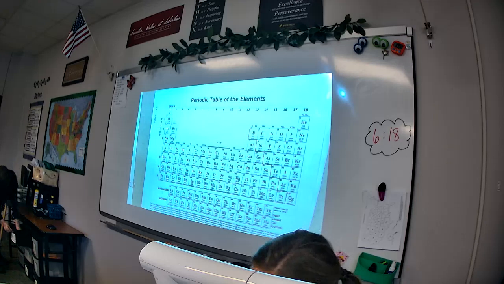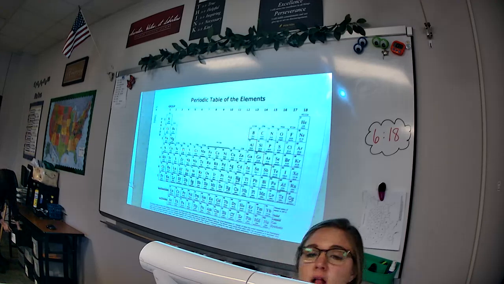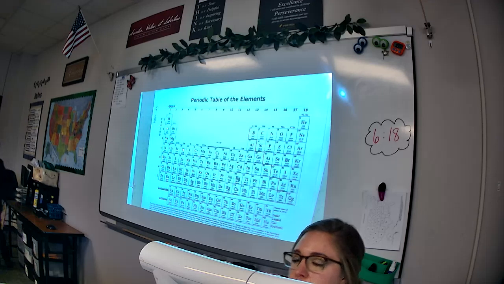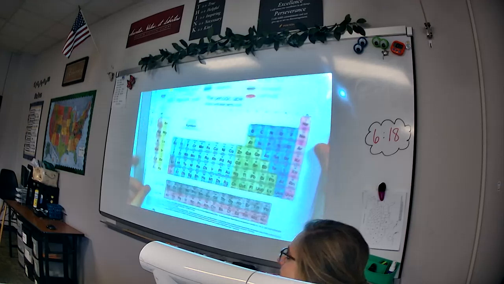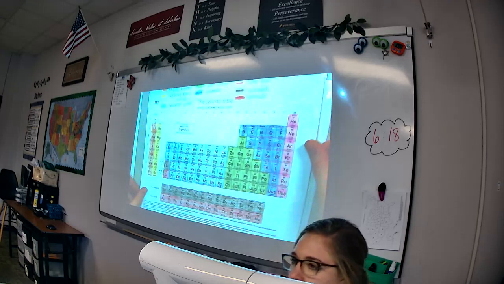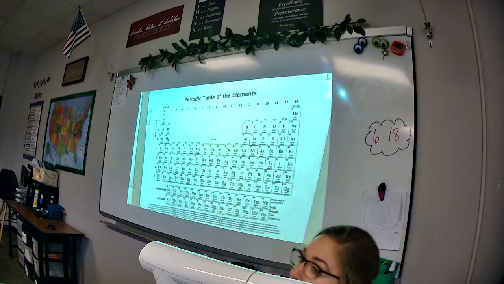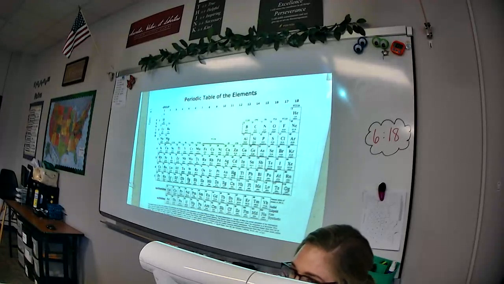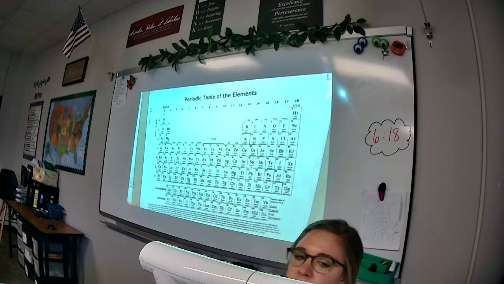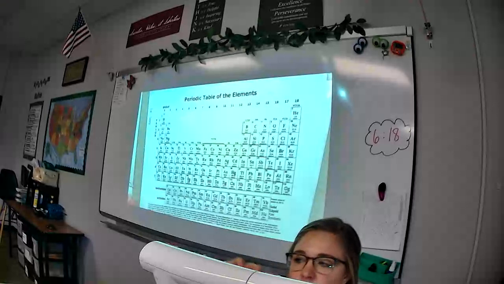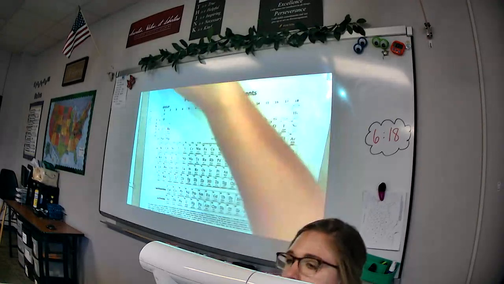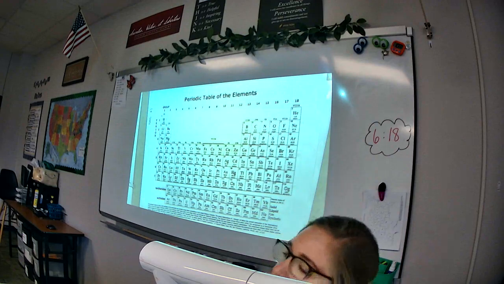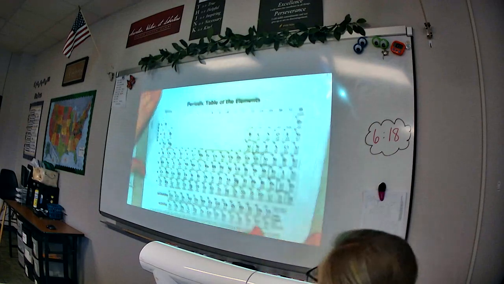If you're using colored pencils or crayons, you can go ahead and color them in. It'll end up looking something like this when you're done. If you're using markers, I'll show you how to do it up here. We're just going to outline the sections. Otherwise, if you color them in, it gets too dark and you can't read your table anymore. So, we'll start with the metals over on the left side.